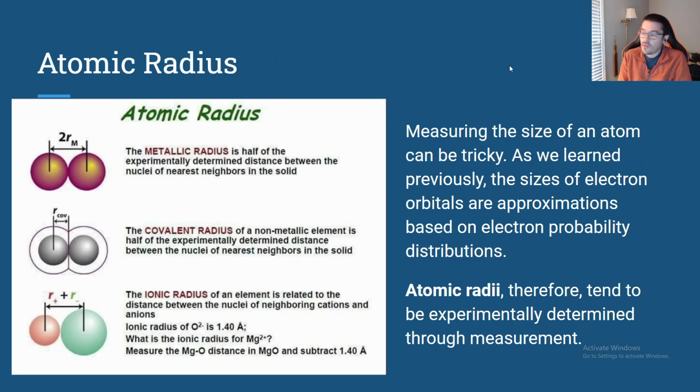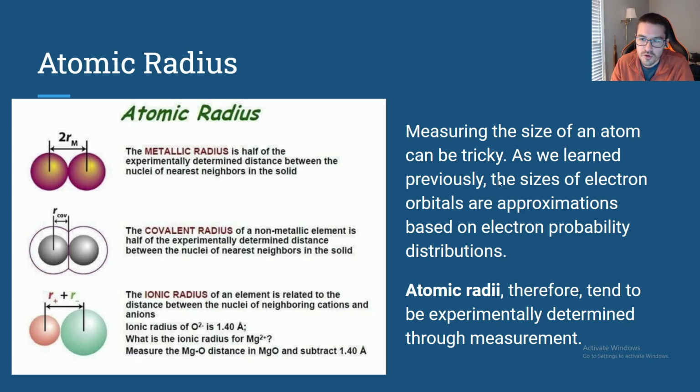All right, and then the last section of the video here, sorry, this is a bit of a long one, is the atomic radius. So let's talk about what the atomic radius is in the first place. Measuring the size of an atom, as you can imagine, can be tricky. You can't just pull out your ruler. Atoms are pretty small. Now, it's funny because that is kind of what we do, except it's not with a ruler, obviously.